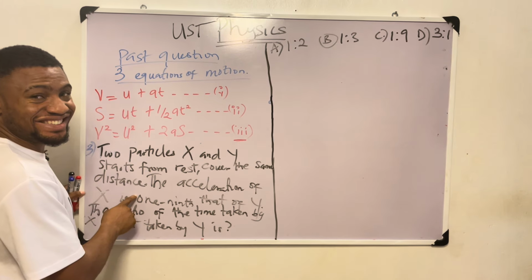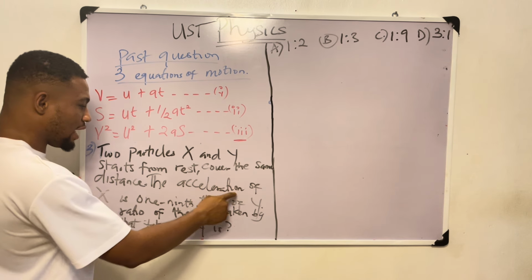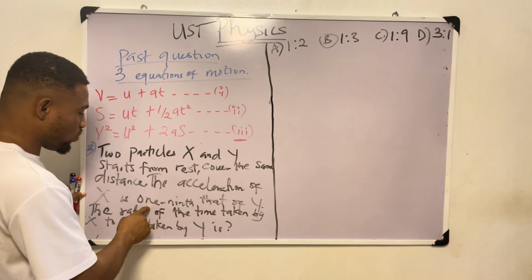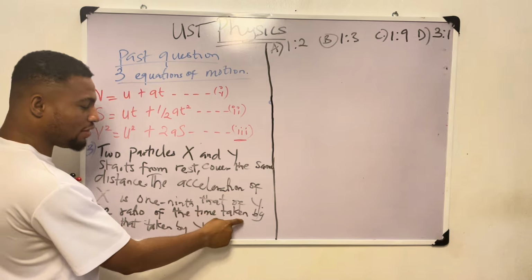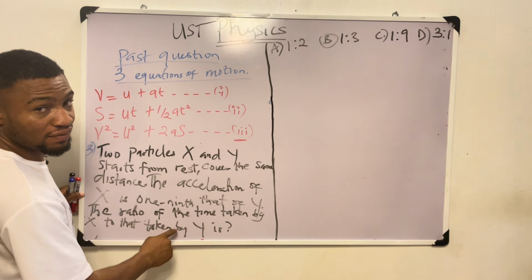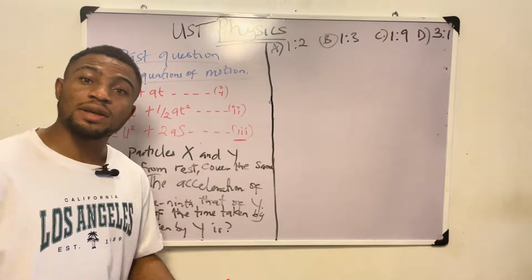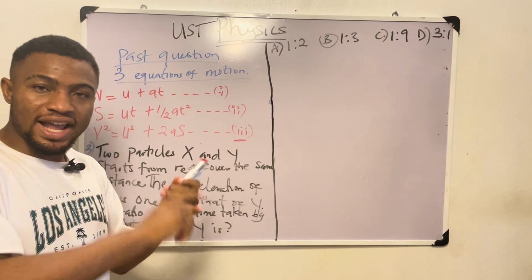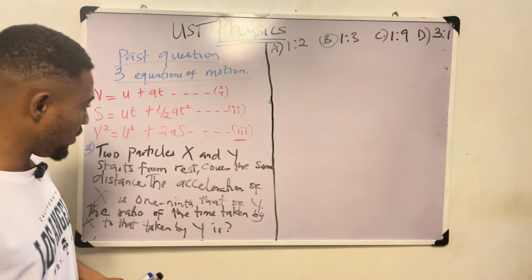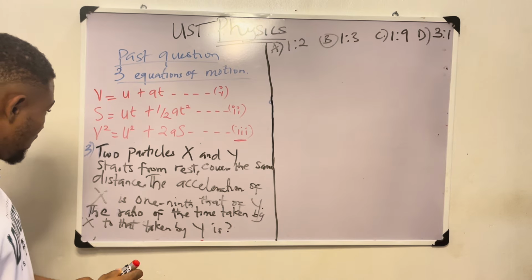So what does it mean? Distance is constant between the two of them. The acceleration of X is 1/9 that of Y. The ratio of the time taken by X to that of Y is what? They're asking us the ratio of the time taken by X to that of Y. You understand? So we are going to analyze this question.